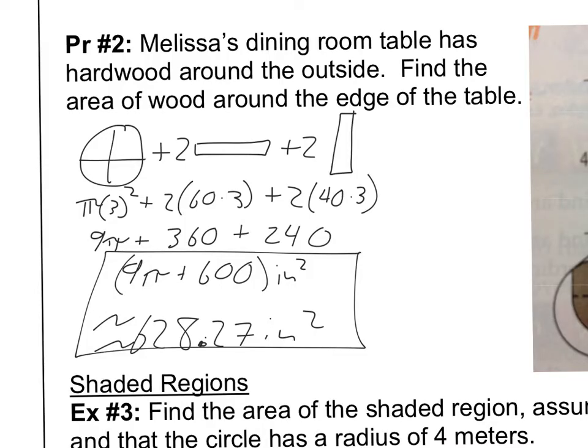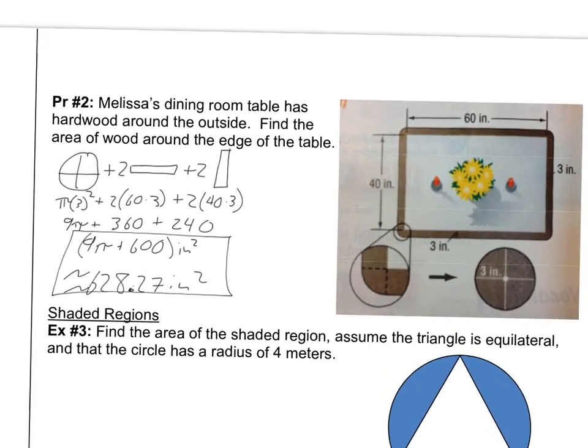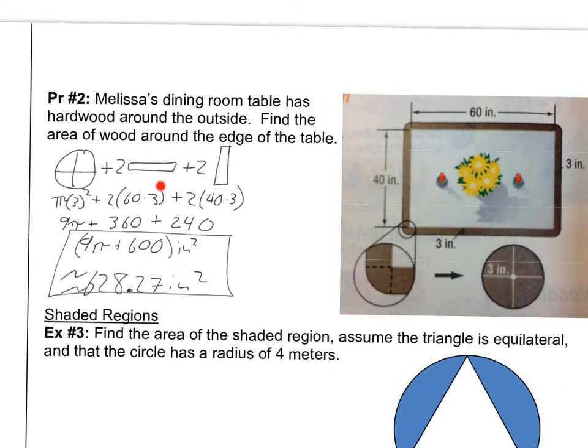All right, so you could have broken this down as one whole circle plus 2 long rectangles plus 2 long rectangles that are going up and down. So that would be pi r squared or pi 3 squared. This would be 2 times 60 by 3, and 2 times 40 by 3 because you have 2 rectangles of 40 by 3. Add it all up, you get an exact area of 9 pi plus 600 square inches, or an approximate of 628.27 square inches. All right, let's go ahead and go on to the next problem.